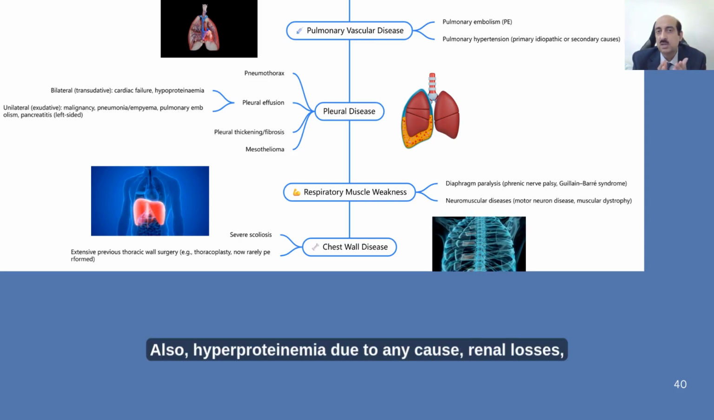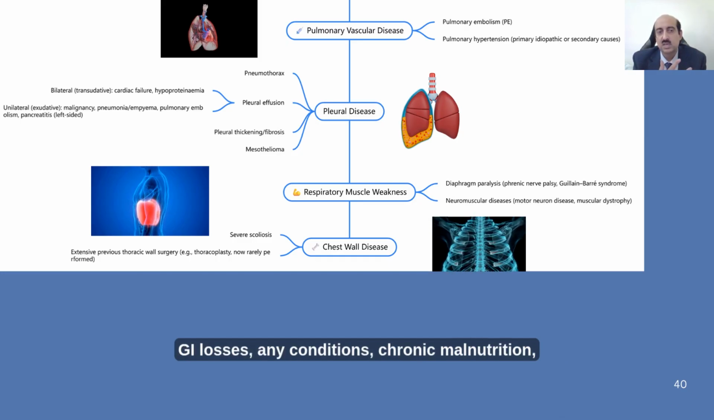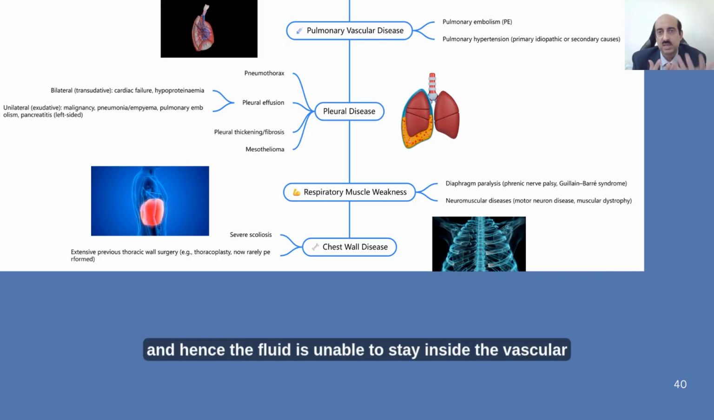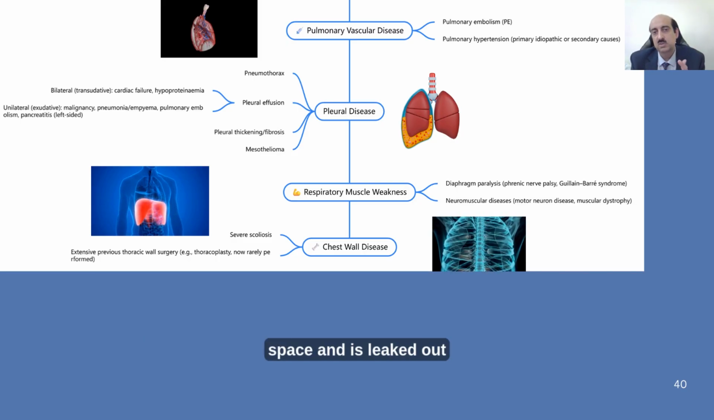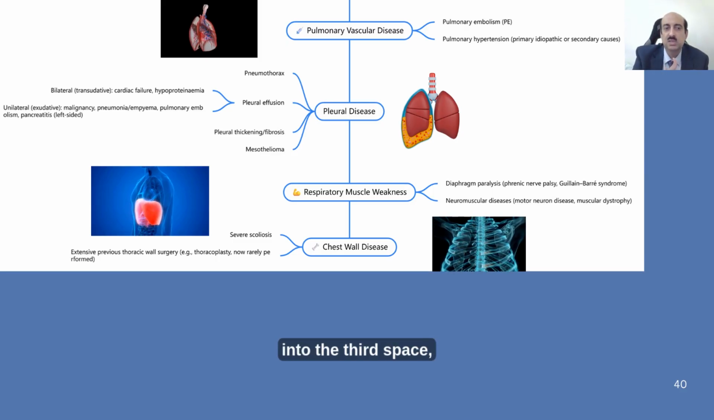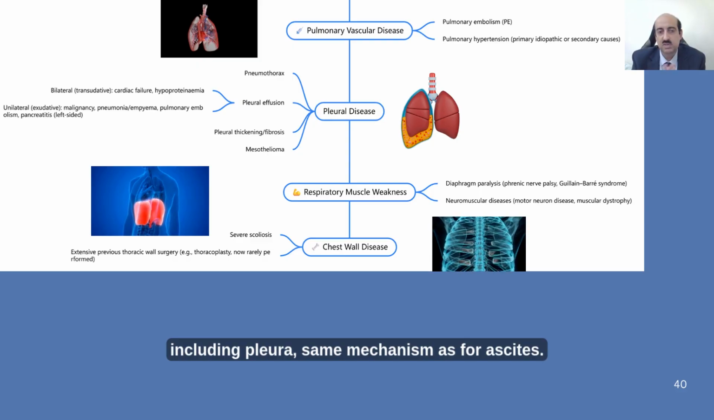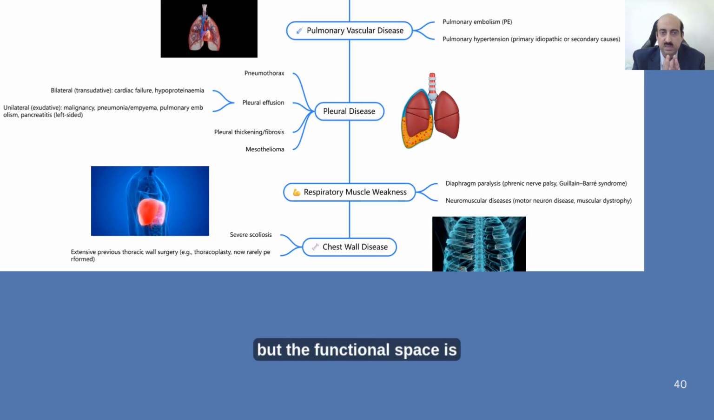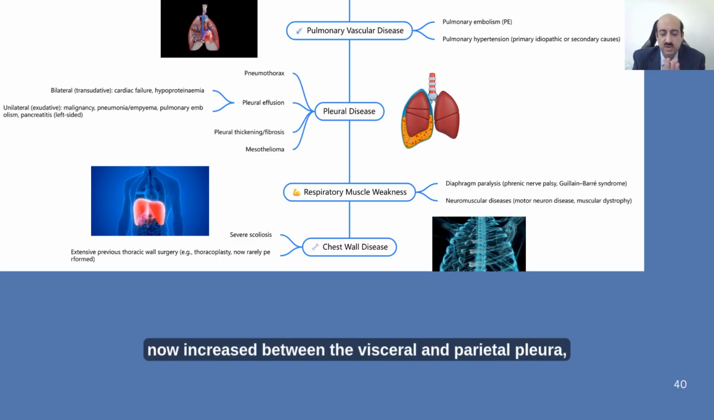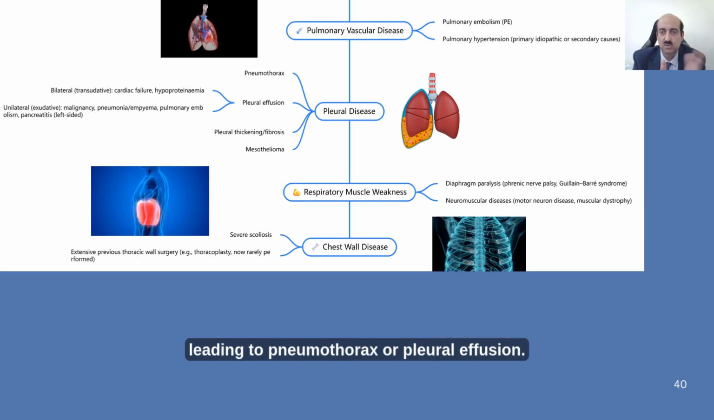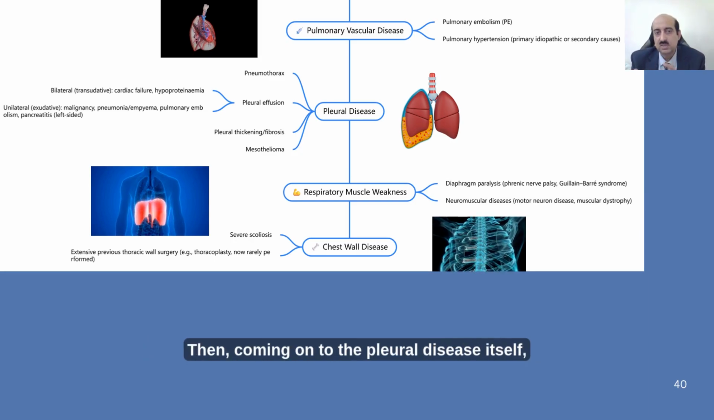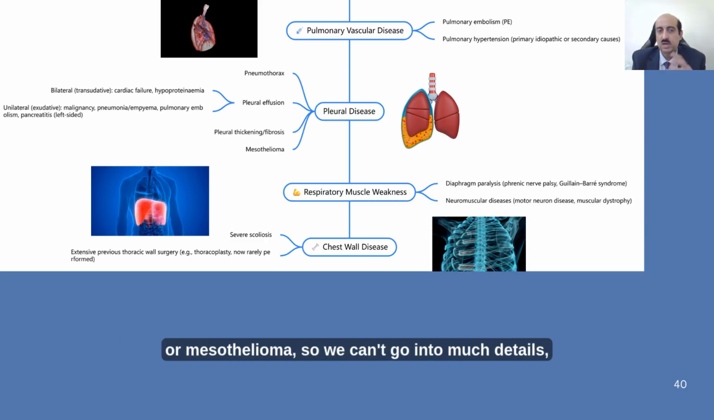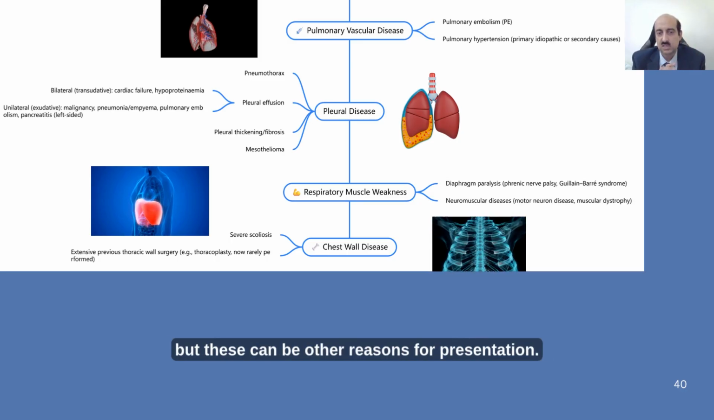Also, hypoproteinemia due to any cause, renal losses, GI losses, chronic malnutrition, anything which can lead to hypoproteinemia will reduce oncotic pressure, and hence the fluid is unable to stay inside the vascular space and is leaked out into the third spaces, including pleura. Same mechanism as for ascites. So these are the diseases not primarily affecting the pleura themselves, but the potential space is now increased between visceral and parietal, leading to pneumothorax or pleural effusion. Then coming on to the pleural disease itself, it can be either pleural thickening or fibrosis due to any cause, or mesothelioma. So we can't go into much detail, but these can be other reasons for presentation.